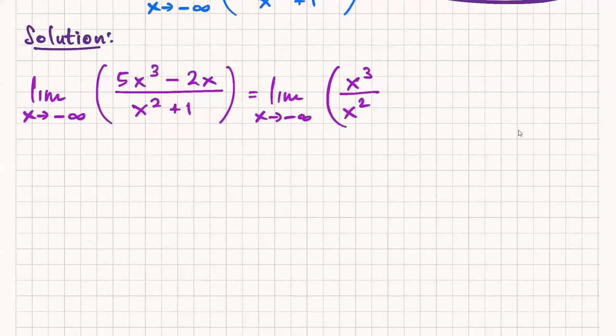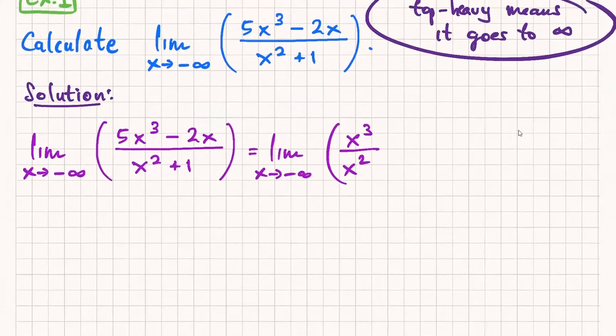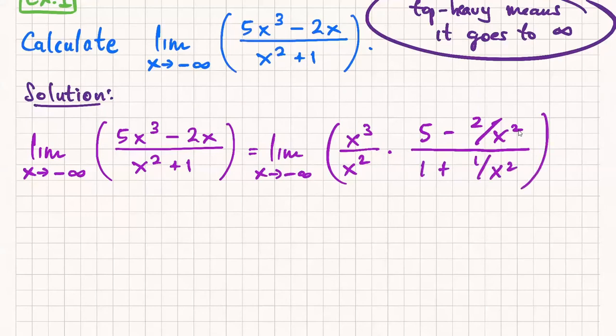Okay. Sophia, so what Emily means by top heavy is that the degree of the numerator is higher than the degree of the denominator. That's what she means. So 3 versus 2 in this case. Okay, so if I factor out an x cubed from the numerator, I get 5 minus 2 over x squared. If I factor out the x squared from the denominator, I get 1 plus 1 over x squared, right? So far, all I've done is algebra.